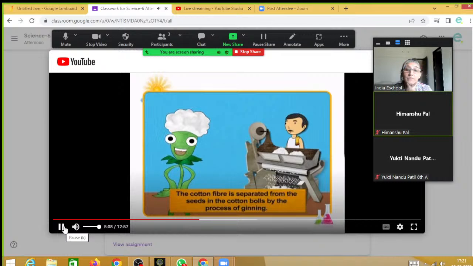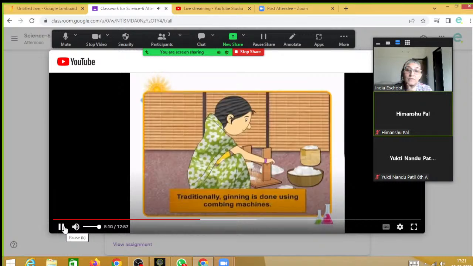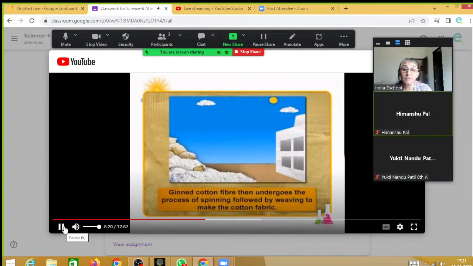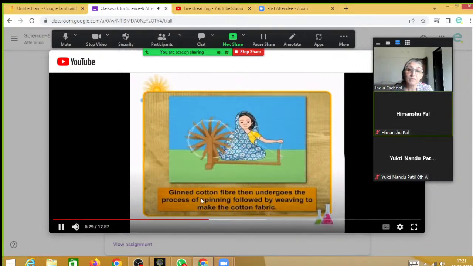Traditionally, ginning of cotton balls is a small-scale industry. You can do it by hand, and combined machines are used to separate the seeds from the cotton balls. The ginned cotton, ready to get processed further, is a step closer to getting woven into a fabric. Ginned cotton is put through spinning wheels to make rolls of cotton fiber. So how do you get a cotton fiber from the cotton?